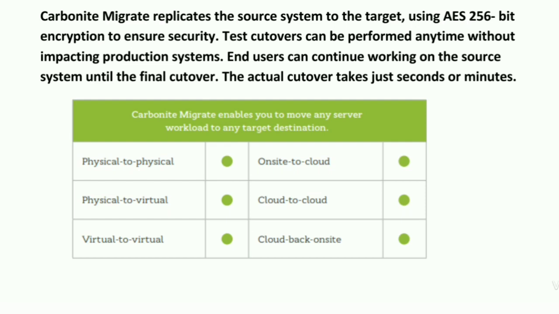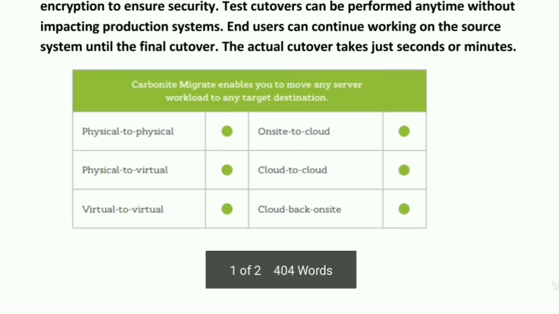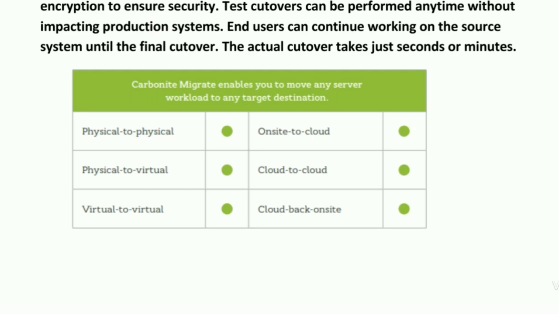The actual cutover will take just a second or a minute. As I said, for the application server, it will hardly take a couple of minutes to connect with the new servers. So this is how you can use Carbonite Migrate to do the migration: physical to physical, physical to virtual, virtual to virtual, on-site to cloud, cloud to cloud, and cloud back on-site. You can use it whenever you require a migration. In this scenario, you can use the tool Carbonite Migrate.